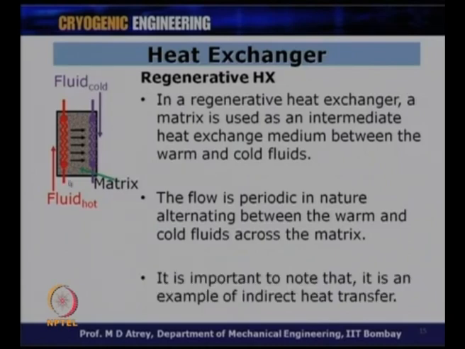Alright. So, it is very important to understand that the heat exchange is happening through a matrix, and therefore we say that the flow is periodic in nature, alternating between the warm and the cold fluids across the matrix. It is important to note that it is an example of indirect heat transfer. That means there is no direct heat exchange between the warm fluid and the cold fluid. The warm fluid gives the heat to the matrix, and then the matrix passes this heat to the cold fluid. So, there is an indirect heat transfer from the hot to the cold fluid through the matrix. This is the way the regenerative heat exchangers work.